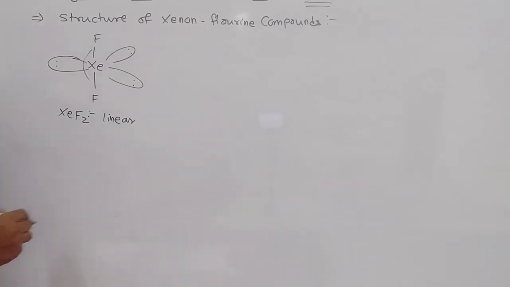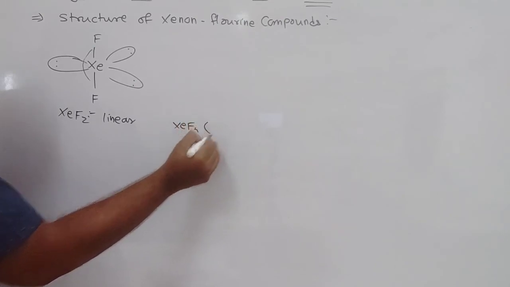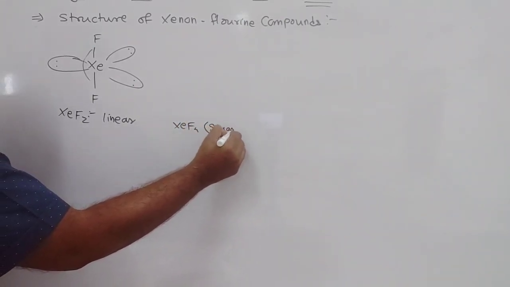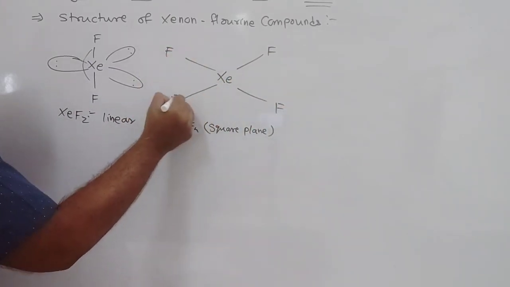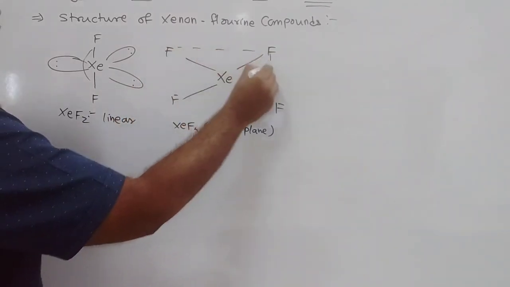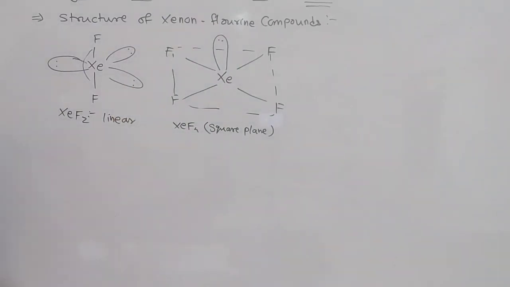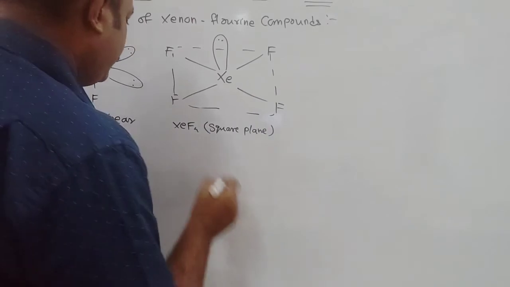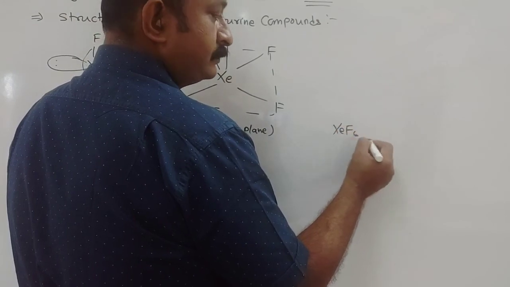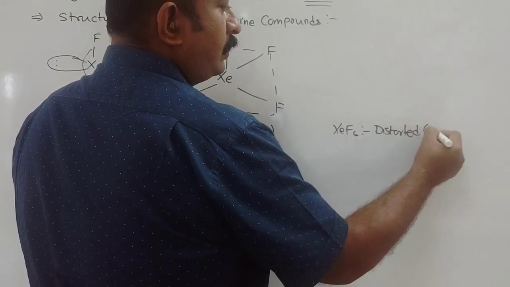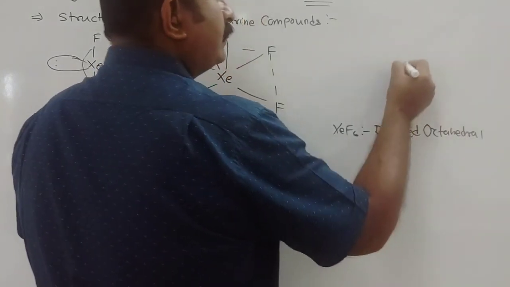Next one, XeF4. Now XeF4 is square planar. You can see from the structure only. Now when we talk about the square planar, Xe, here F, and here F. This XeF4 has a square planar structure and one electron pair like this. Then XeF6, it is distorted. Another structure is also there, that I will draw below this only. Now XeF6 has a distorted octahedral structure. Clear?